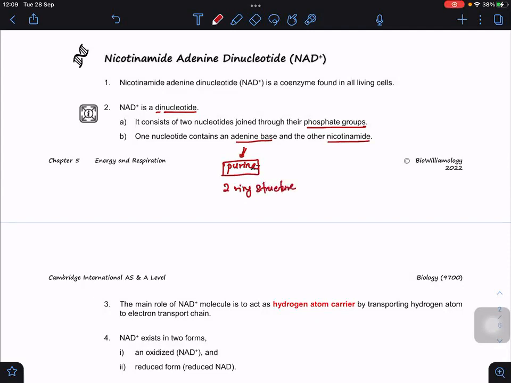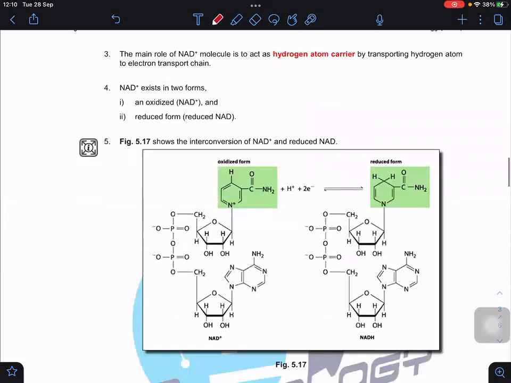You can look at the adenine in adenosine triphosphate, ATP. The nitrogenous base consists of two rings. Nicotinamide belongs to the pyrimidines, with only one ring. Later I will show you what two rings and one ring mean. So the main role of NAD, highlight: hydrogen atom carrier. Always remember, hydrogen atom carrier. In general, if the question asks what the role is, it is a hydrogen atom carrier.